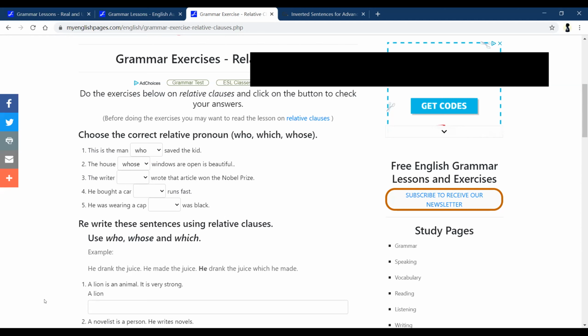So we'll move to the third one. The writer, blah blah blah, wrote the article won the Nobel Prize. So here we can just choose "who" again, because it satisfies the condition that the thing it's describing is a human. The writer is a human, and it is followed by a verb. It is followed by a short sentence that makes sense if you split the sentence into two sentences.